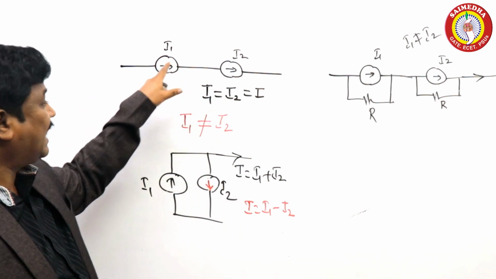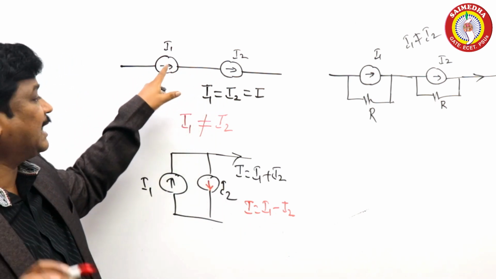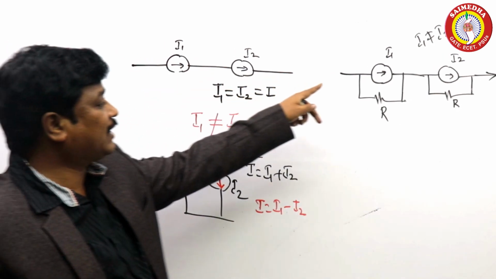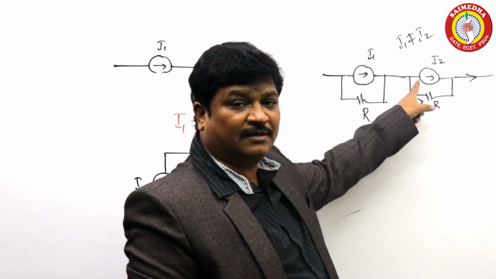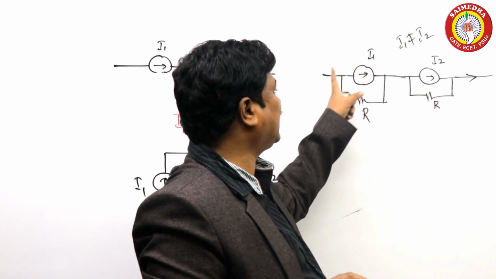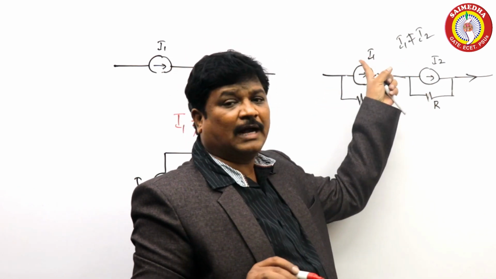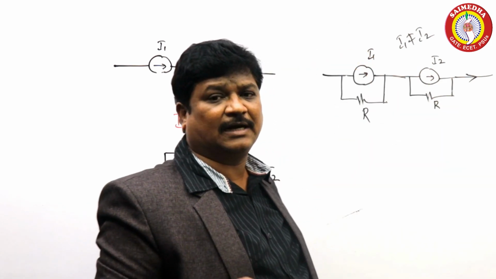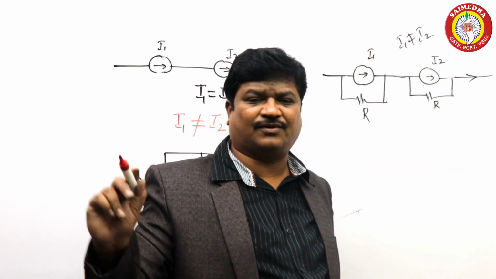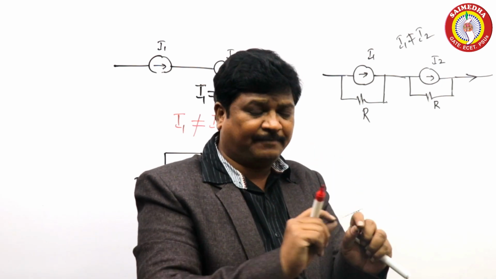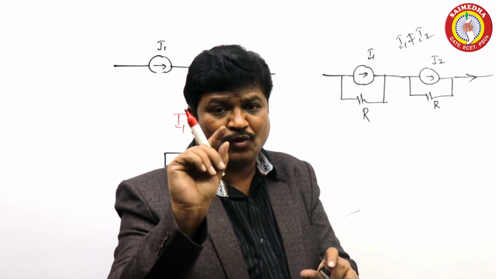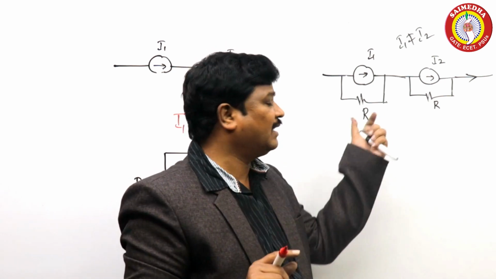Unequal ideal current sources can never be connected in series. If you connect practical sources in series, that is possible, and the resultant current will be between I1 and I2. These are the conclusions. All the points, you take down. First, close the video. Whatever discussions have happened for half an hour or so, you write them down, take the notes. That is more advantageous while you are preparing for examination.